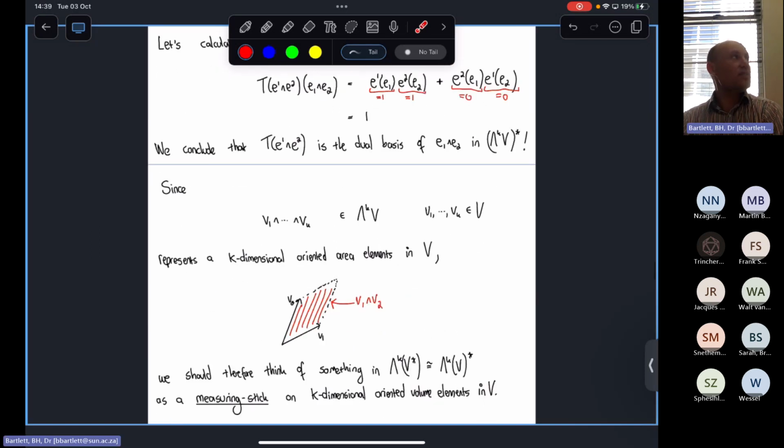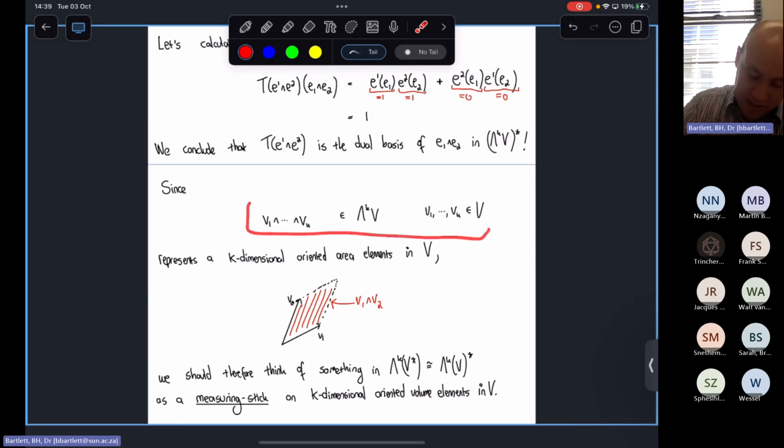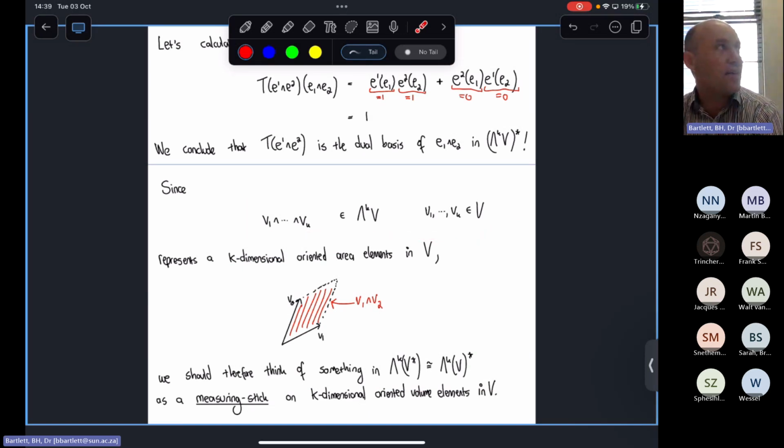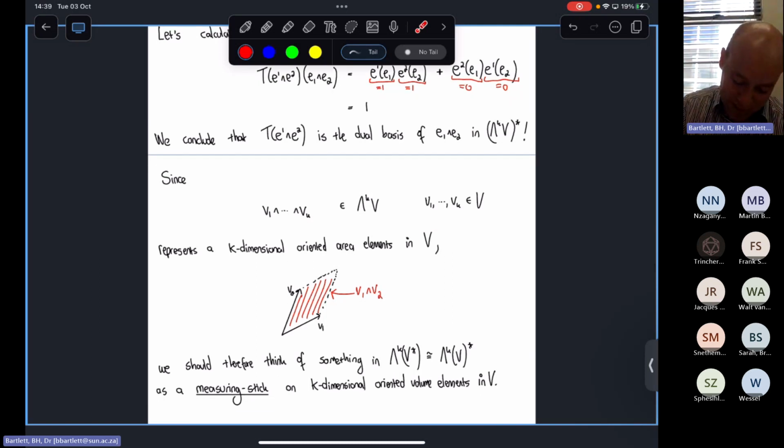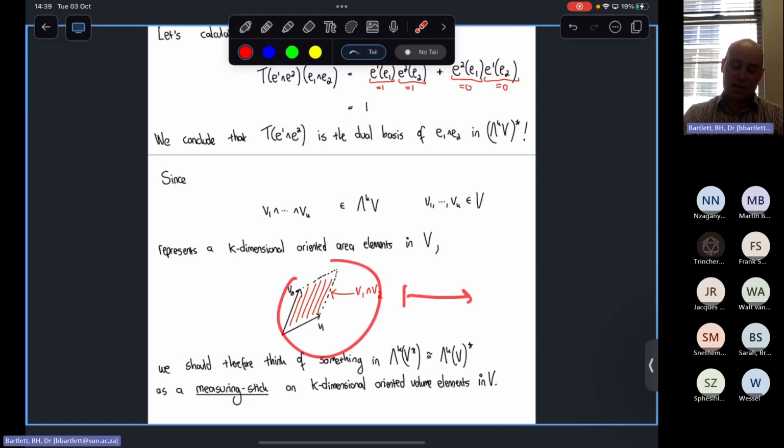So once again, since a wedge of k things represents a k-dimensional oriented area element in the vector space, we should therefore think of something in the kth exterior power of the dual of the vector space as a measuring stick on k-dimensional oriented volume elements in V. It'll take one of these things and spit out a number. So it's a way to measure areas.